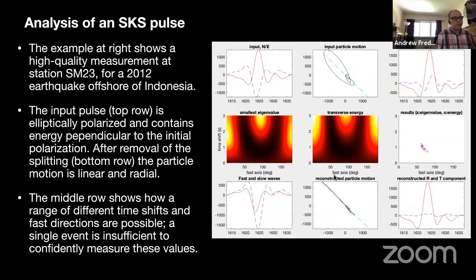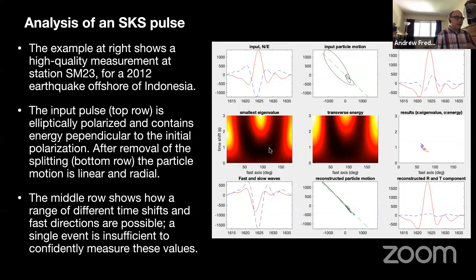So here's nice linear particle motion, which shows up as a low value of the second eigenvalue of the covariance matrix, which is just a measure of motion linearity. And from that, you can pull off a measurement. You can use another criterion instead, the energy on the reconstructed transverse component. In this case, they give you basically the same thing. I prefer the eigenvalue measurement because it's more robust in case you didn't know the incident polarization as well as you thought.